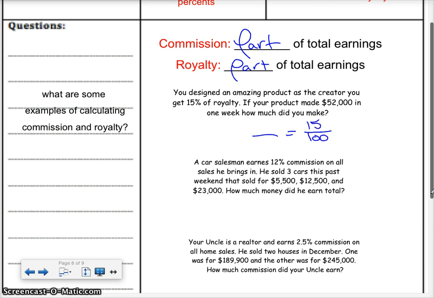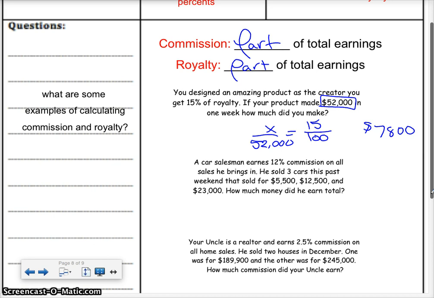15% would go where percent goes. And I sold $52,000. Is that part of the money sold or all of the money? All of the money. I get part of the money, and I don't know what I get. So I'm going to figure that out. 52,000 times 15 divided by 100. I get $7,800.